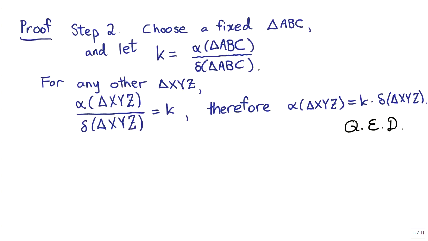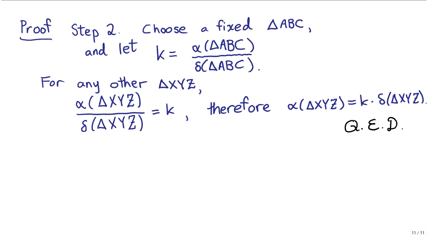In step 2, we start off by choosing any triangle, any hyperbolic triangle ABC. Then consider the area of triangle ABC divided by the angle deficit of triangle ABC. That ratio, we'll say that's equal to some number k. And then for any other triangle XYZ, we know that this ratio of area to angle deficit must always be equal to the same number k. And so, multiply both sides by the angle deficit, and you'll get the area of triangle XYZ is equal to k times the angle deficit of triangle XYZ. And that's what we wanted to prove.